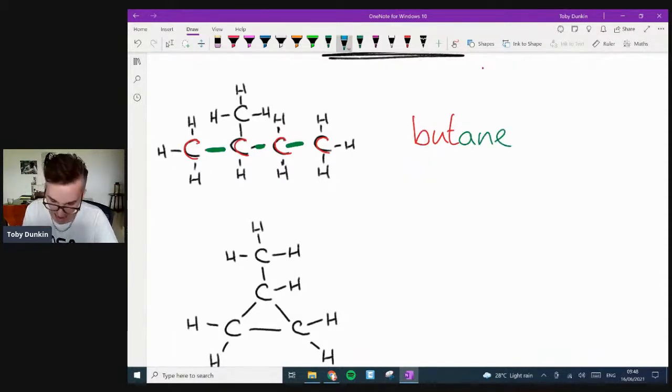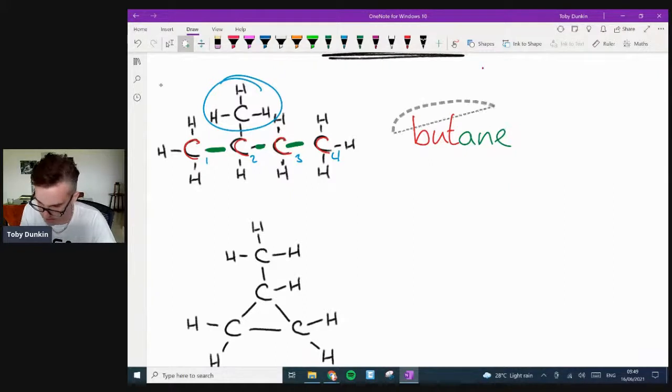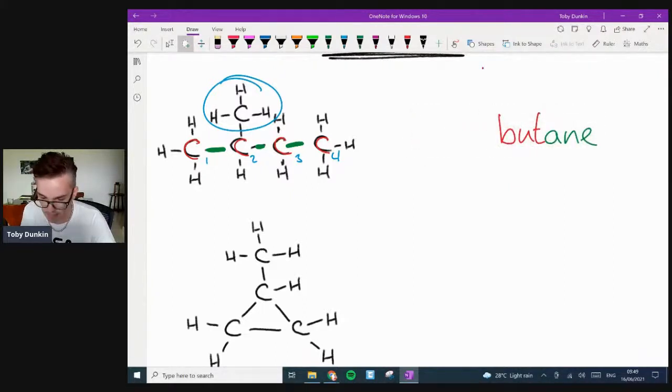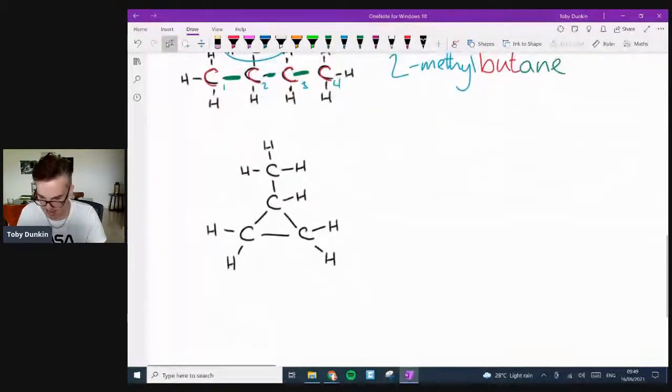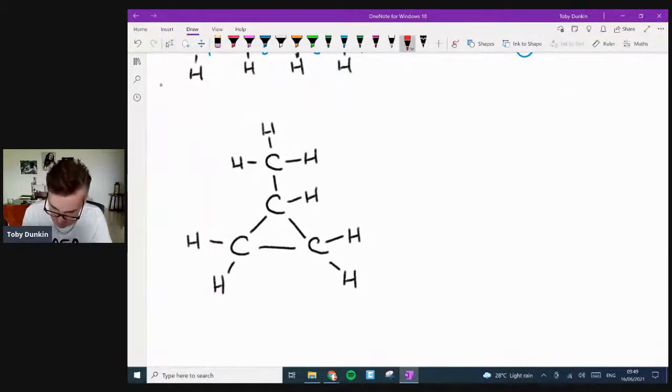But I now have an attachment on carbon number 2, and I'm going to move this over. It's got 1 carbon in it. So this is now 2-methylbutane. Well done for those people. Good job, folks. You guys are on this. I'm very impressed. The next one.